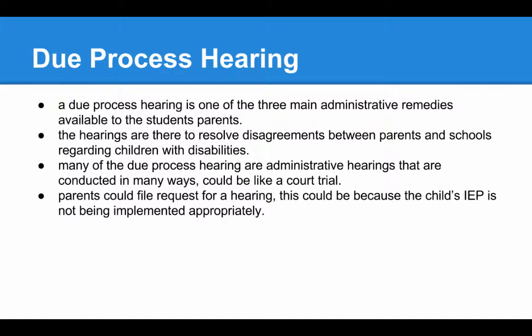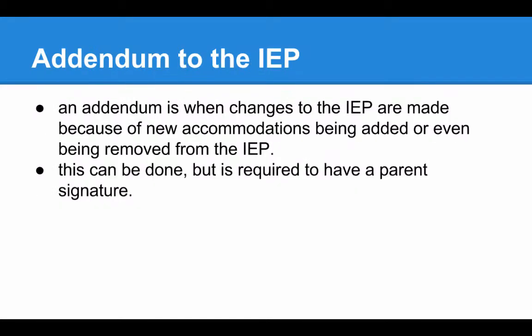Parents could file for a request for a hearing. This could be because the child's IEP is not being implemented in the way that it should be, and the parent is not liking what they are seeing.